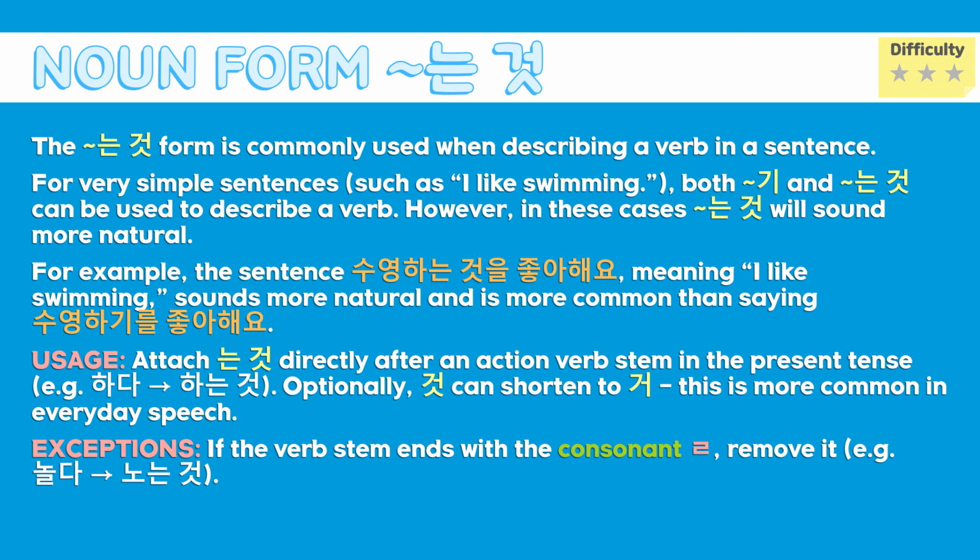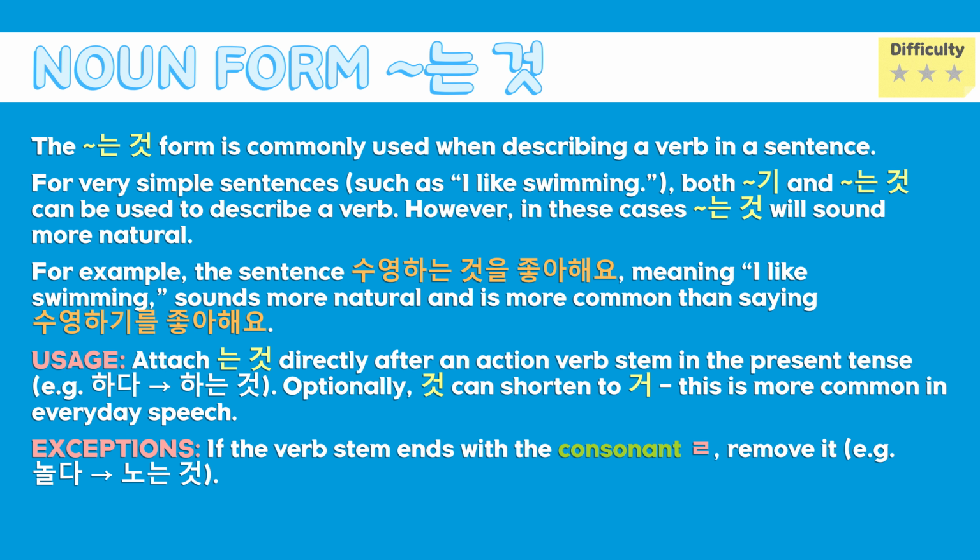The nun-got form is commonly used when describing a verb in a sentence. For very simple sentences, such as "I like swimming," both ki and nun-got can be used to describe a verb. However, in these cases, nun-got will still sound more natural. For example, the sentence 수영하는 것을 좋아해요, meaning I like swimming, sounds more natural and is more common than saying 수영하기를 좋아해요. So to use it, attach nun-got directly after an action verb stem in the present tense.